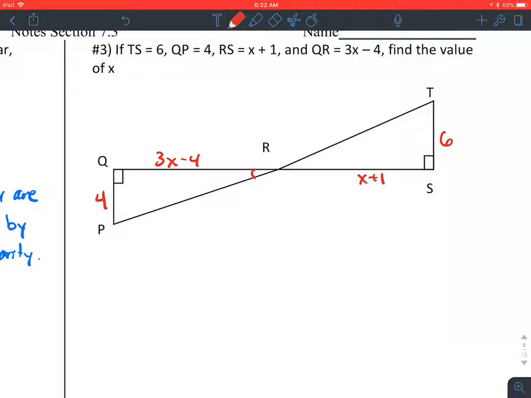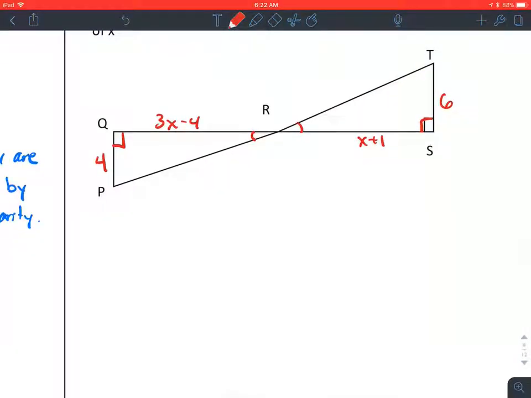Check it out. Vertical angles are congruent. We have another theorem that says all right angles are congruent. We got a right angle here, we got a right angle here. So these two triangles are similar by the angle-angle similarity. I'm going to redraw this triangle down here so that I'm 100% sure how my corresponding parts match up.